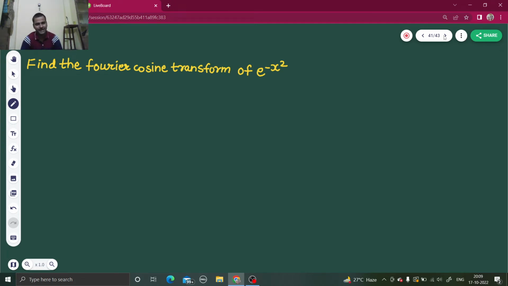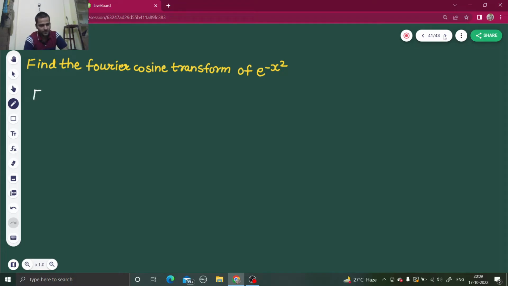Everyone, Namaskar. So today we are going to solve one more question, and this is from Fourier cosine transform. So we need to find the Fourier cosine transform of e power minus x square. Interesting one to solve. Let's start.